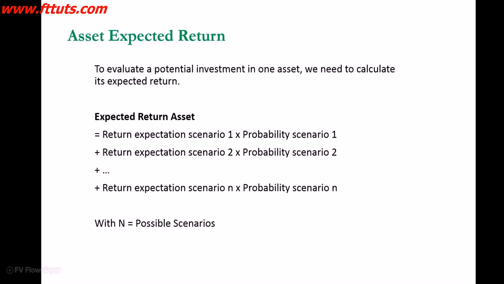What about the asset expected return? To evaluate a potential investment in one asset, we need to calculate its expected return. So the formula of an asset's expected return is the return expectation of scenario number 1 times the probability of scenario number 1, plus the return expectation of scenario number 2 times the probability of scenario number 2, plus and so on, with n the possible scenarios.